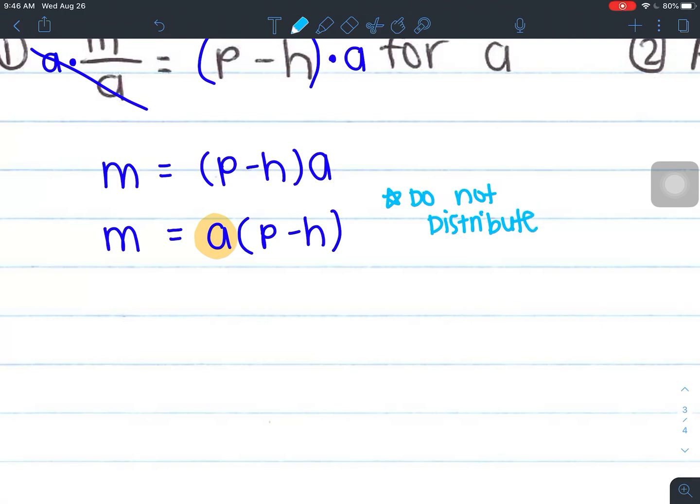If you distribute, it makes it more complicated. The goal here is you're trying to simplify and get it by itself. If you distribute that a, you're going to end up in a mess. And I'll show you what I mean. Right? If I distribute, so I have m equals a times p is ap, a times negative h is negative ah. And the goal is to get a by itself, and now what have you done? You've created 2 different a's here. Not good, right? So you don't want to distribute because it would actually make a mess.